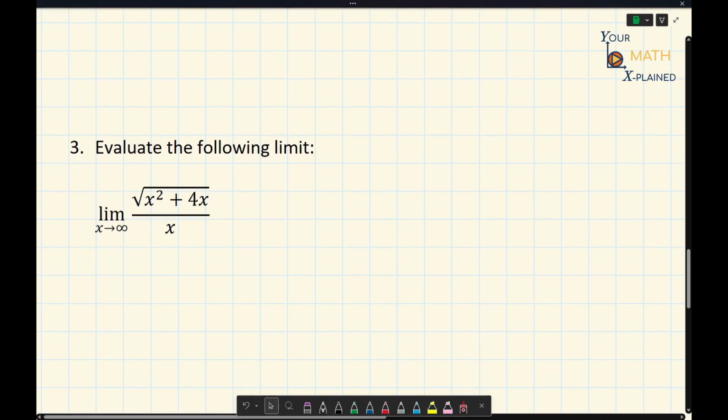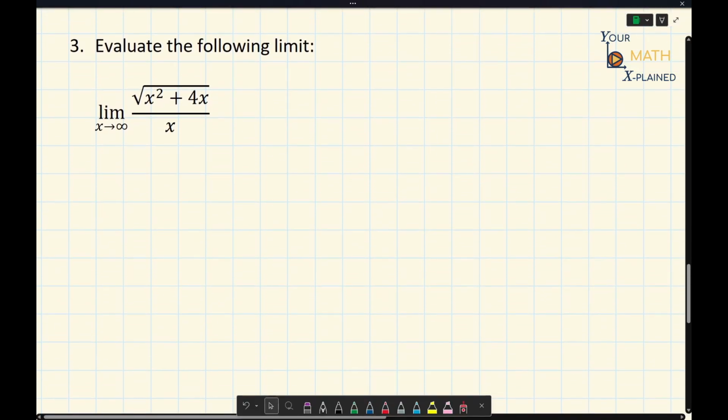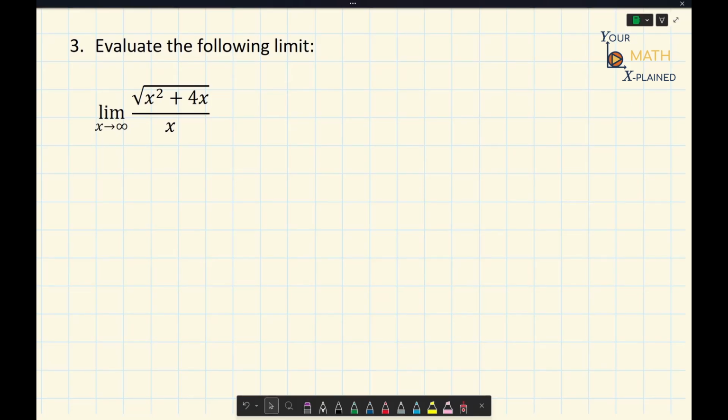Next, let's take a look at a harder example. So we want to find this following limit. Following what we did in our earlier example, we know we want to divide every single term by the highest degree term of the denominator. And the highest degree term in the denominator is x. So therefore, we want to have the limit as x approaches infinity of our numerator, which is the square root of x squared plus 4x. We want to divide that by x. And then we want to have our denominator, which is x, also divided by x.